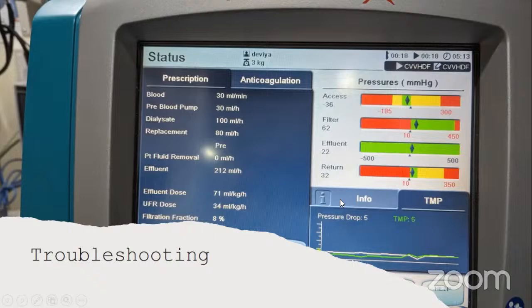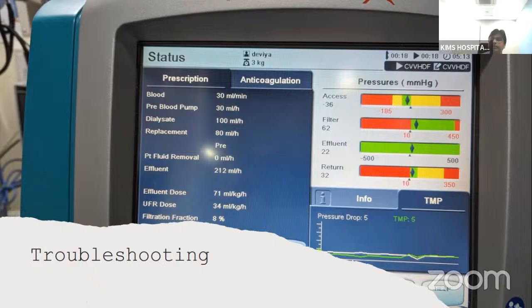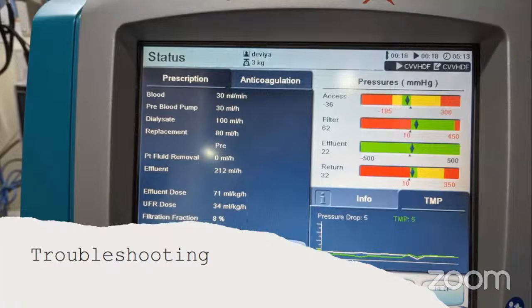These two are the calculated values, including the pressure drop. If the pressure drop keeps on increasing, that indicates that the filter is getting clogged. Any acute rise in the pressure drop indicates that the filter is getting clotted. So these are the things. This is how you troubleshoot this CRRT machine.